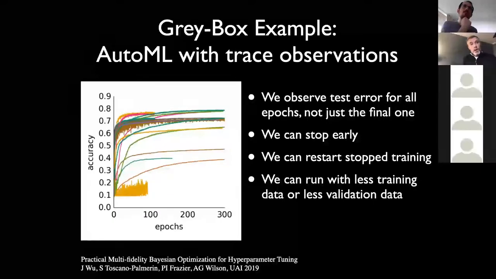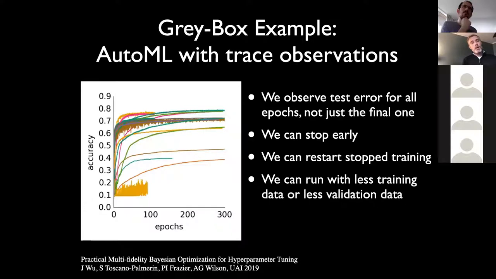Another example is AutoML. When we're doing AutoML, we're often using, for example, stochastic gradient ascent or descent in order to train some machine learning model. And what we observe is not just the final test error or final validation error. We also observe the training and the validation error through the whole process. And I call those trace observations. We might be able to leverage those observations in order to do better inference over the mapping from hyperparameters onto validation error.